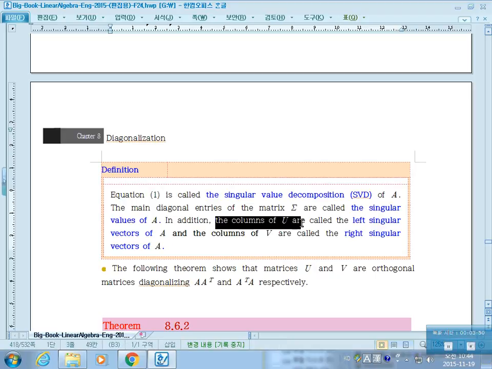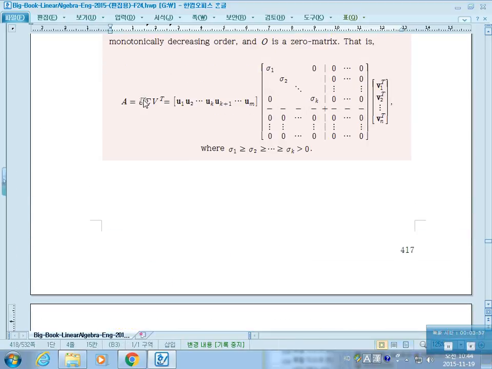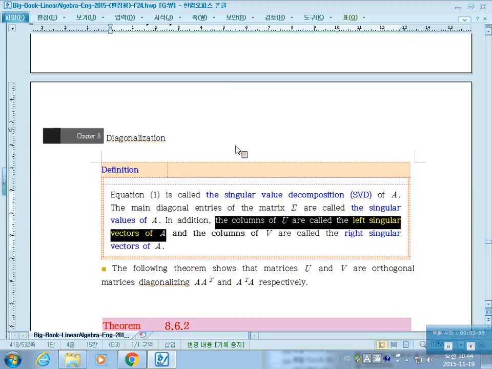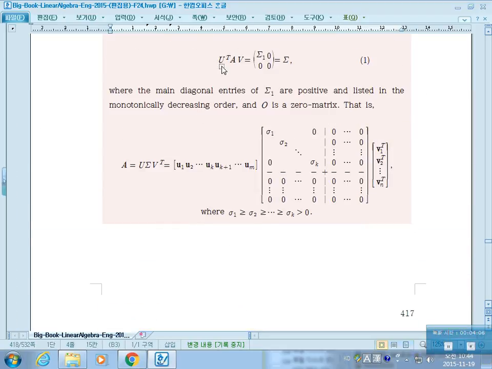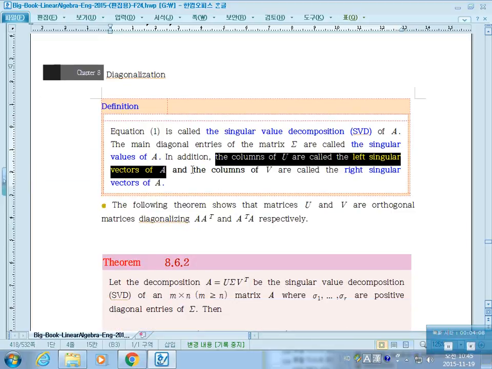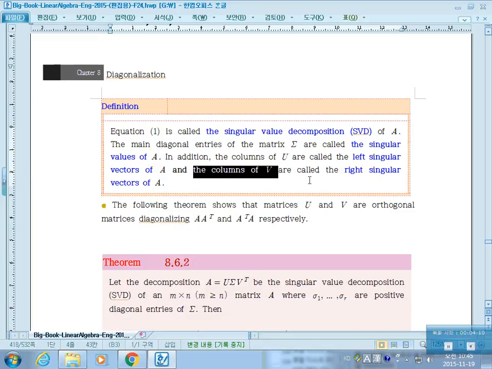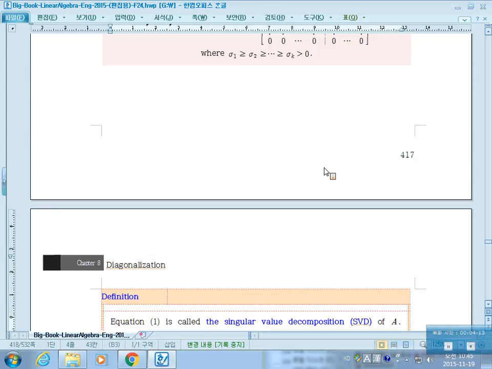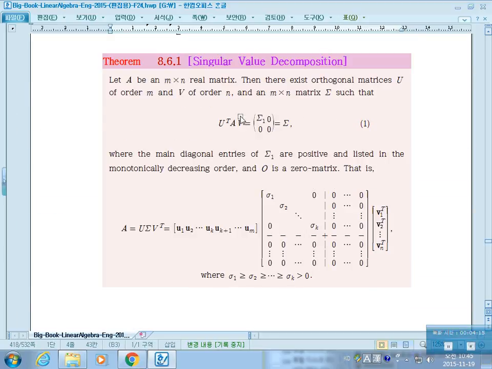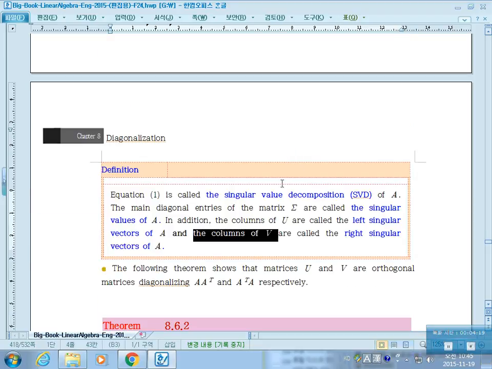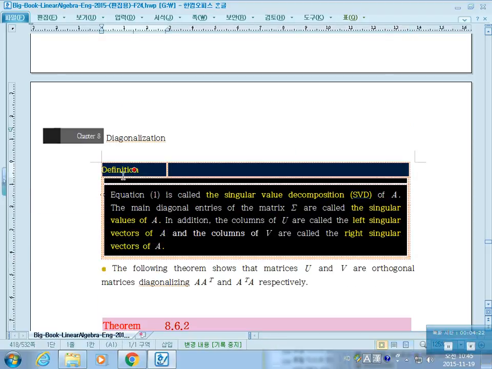And the column vectors of U are called the left singular vectors of A. These column vectors u_i are called the left singular vectors because U is on the left side. And the columns of V are called the right singular vectors of A.